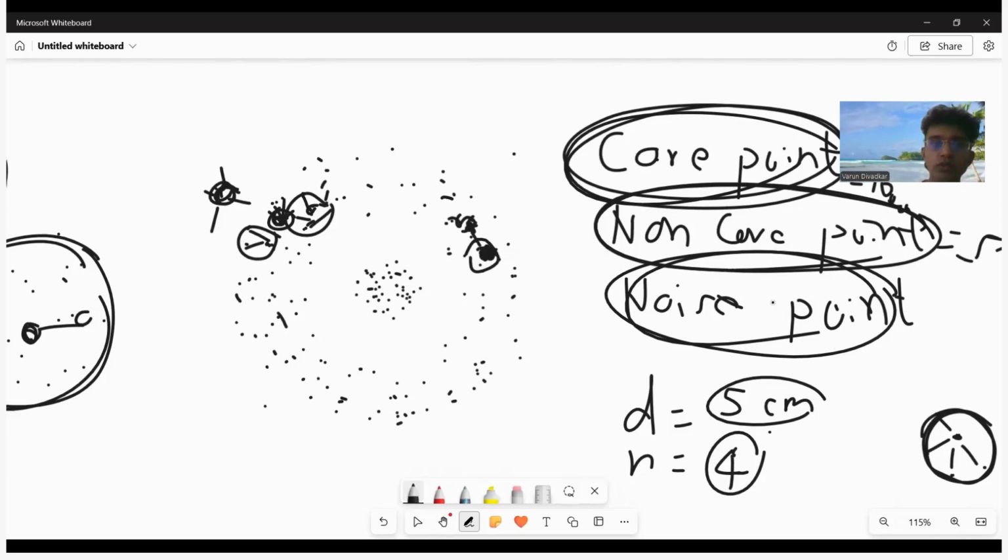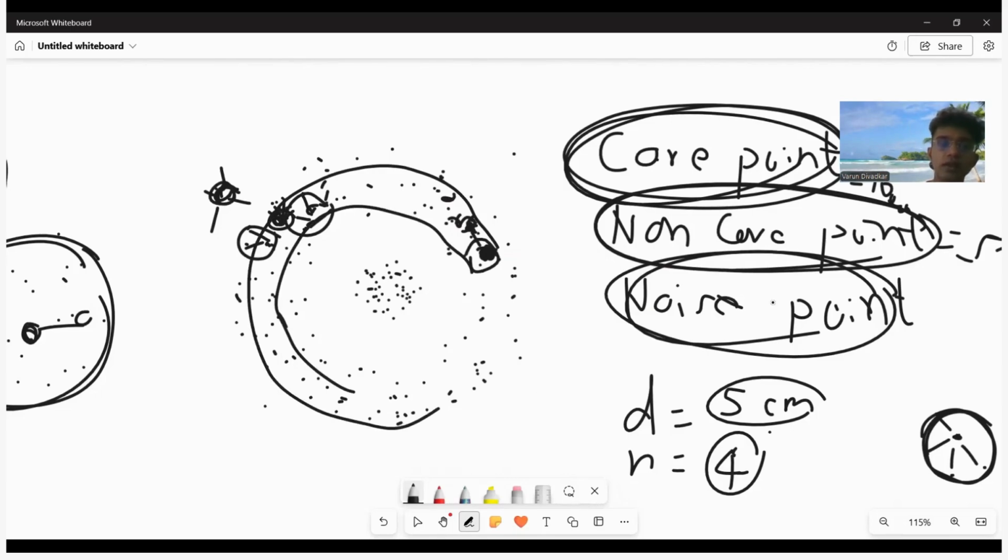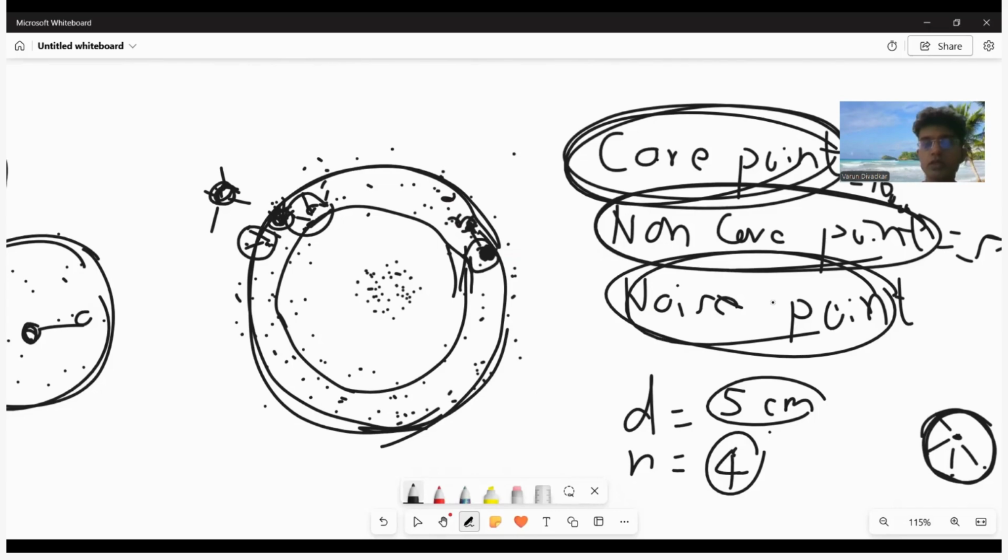Similarly, this core point, this core point, this core point, all these core points keep on expanding the cluster until we have all the core points associated to this particular cluster, right? Next, it's going to associate all those non-core points in the vicinity of this cluster to the same cluster again.